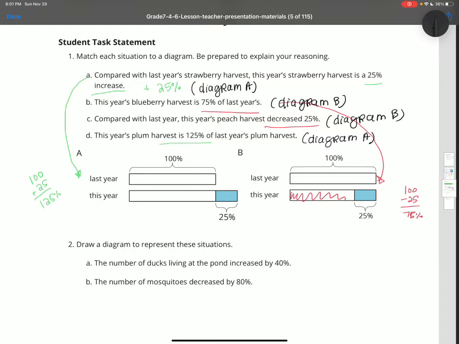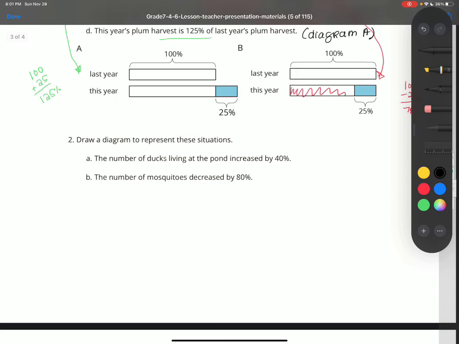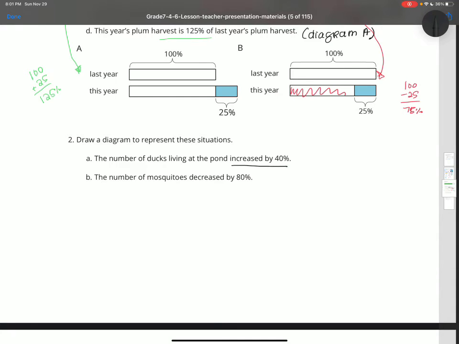Now moving on to part 2, it says draw a diagram to represent these situations. It says the number of ducks living at the pond increased by 40%. So it said they had an increase of 40%, and it said the number of ducks. So what I'm going to do is create a diagram representing the number of ducks. And this is for question A. The number of ducks is the original amount.